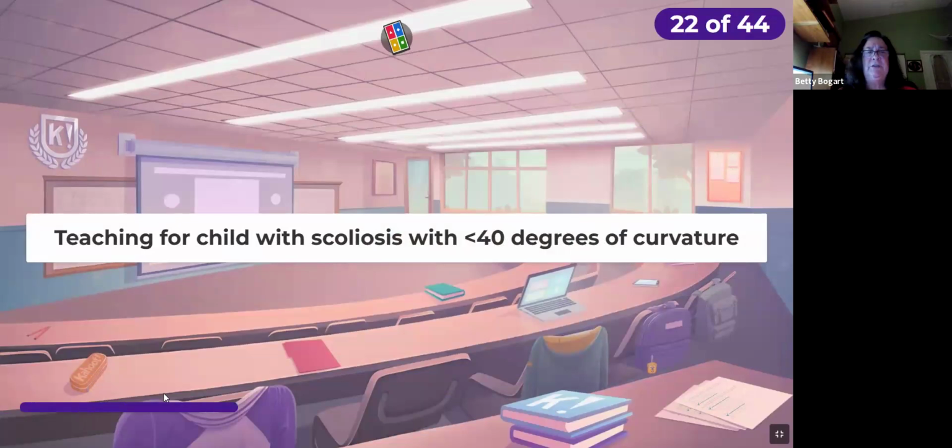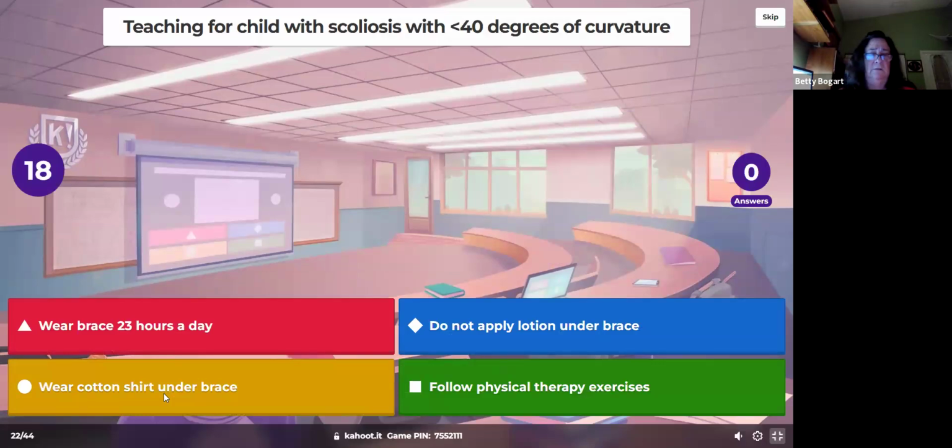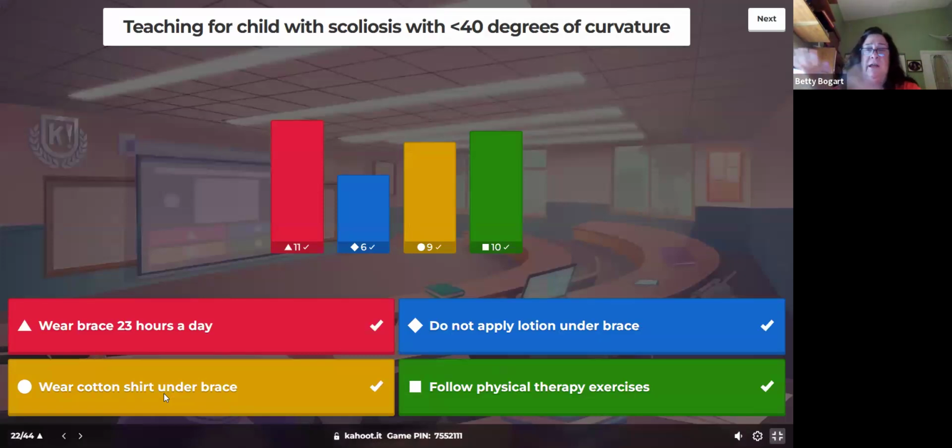Multi. Teaching for a child with scoliosis with less than 40 degrees of curvature. So again, with scoliosis, you need to know what you can just do physical therapy and a brace for, and when do you need to go to that extreme of surgery. And again, over 45 is the surgery. Underneath is wearing a brace and just taking care of it. No lotion, exercise, cotton t-shirt, 23 hours a day.